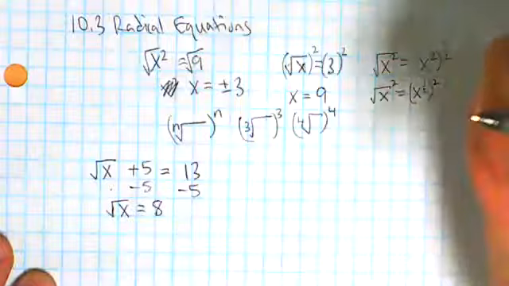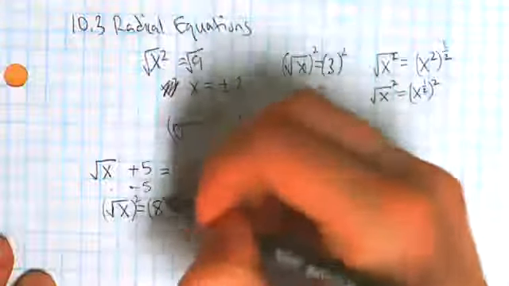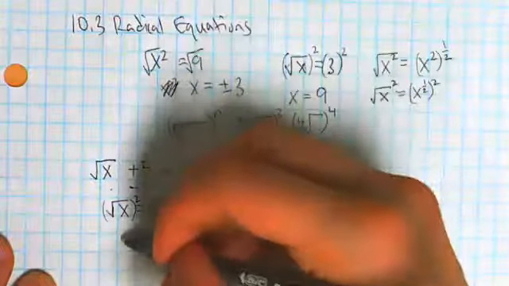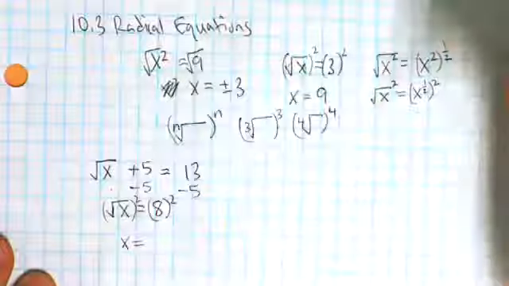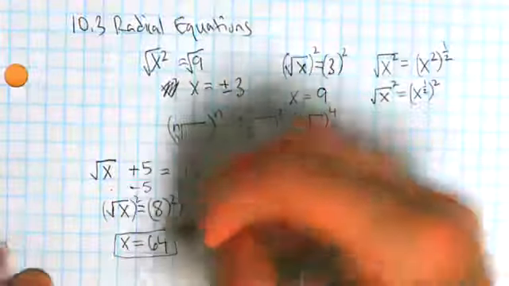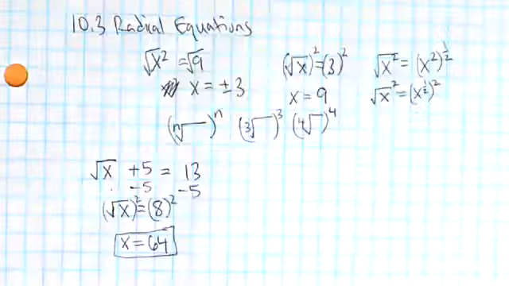And then in order to undo our square root, we need to square both sides. The square root of x squared, that's like our 1/2 times 2. That just gives us an x. And 8 squared is 64. And that's it. Notice that we only have one solution here.